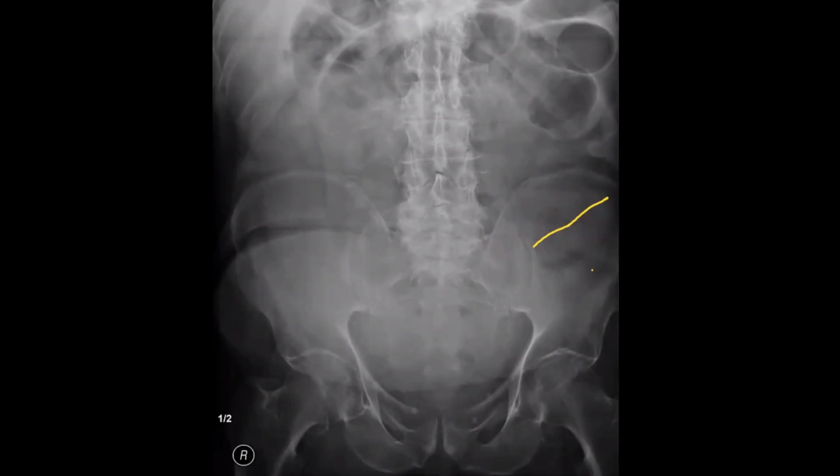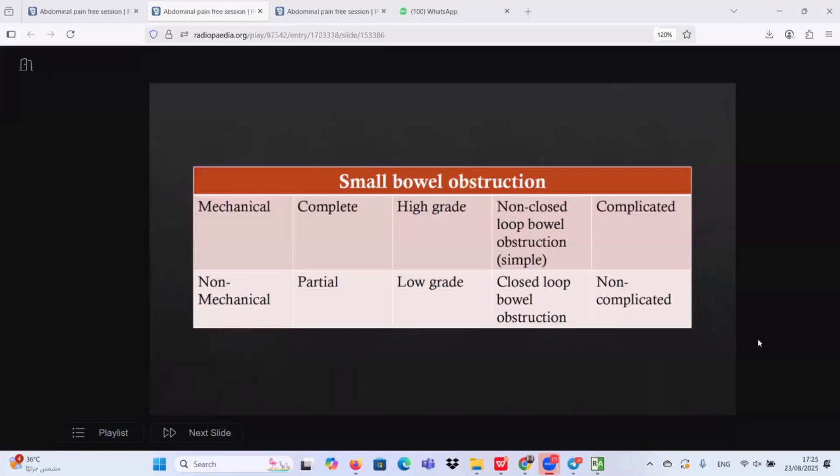Before going to the next case, can we discuss together? Yes, sir. Small bowel obstruction can be classified in many different ways. We can classify small bowel obstruction into mechanical and non-mechanical. Mechanical means organic obstruction. Non-mechanical, as we saw in one of our previous cases, is small and large bowel dilatation without an obstructing cause. It can be secondary to previous surgery, electrolyte imbalance, and something like this.